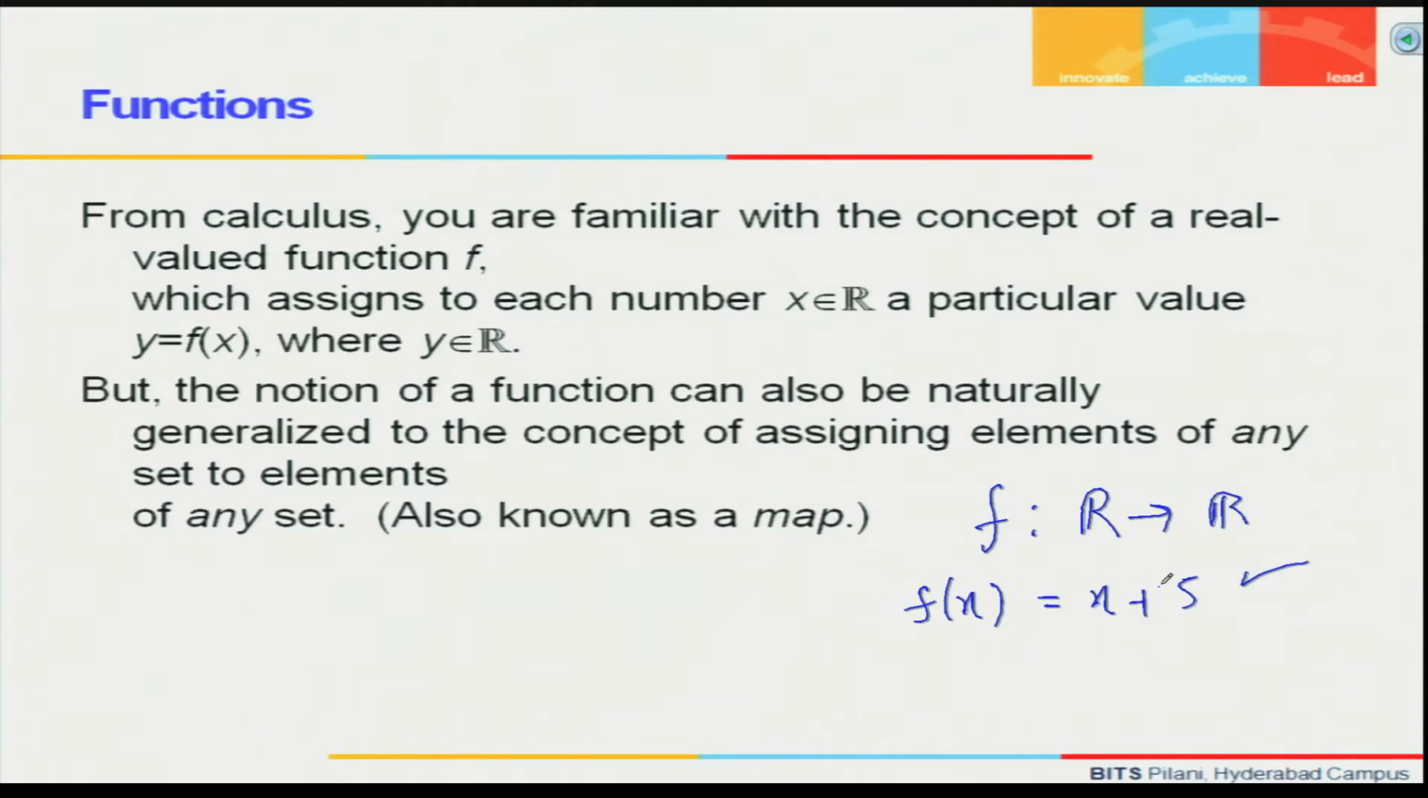This notion can be generalized, saying that if you have any two sets A and B, you can assign an object or an element in B to an element in A. All the elements of A will be mapped to an element of B, and this particular mapping is called a function. It's nothing more than that.